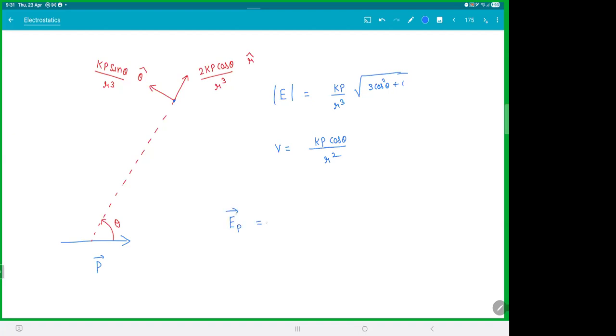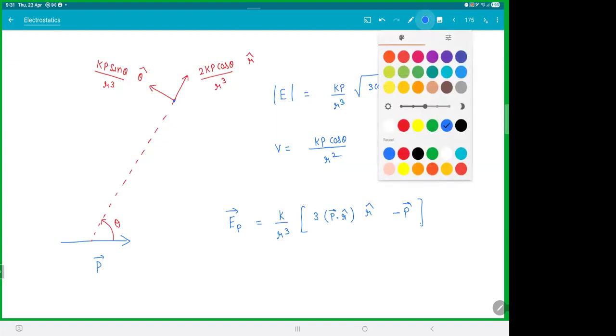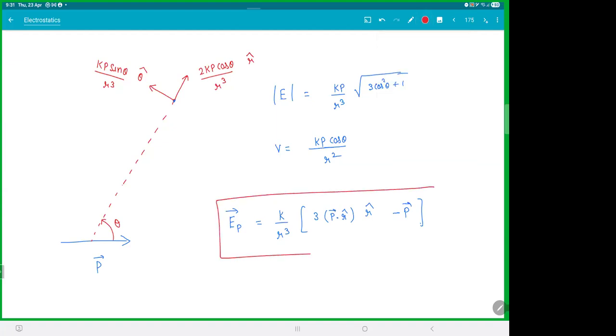So EP bar is nothing but k by r cube, 3 times p bar dot r cap into r cap minus p bar. That's a vector form. If someone gives you r bar and p bar in 3-dimensional, they'll say p bar is i plus j plus k and r bar is 2i minus 3j plus 4k, and they'll ask you find the field at a point. It's difficult to figure out the angles and everything. You can, but this is your vector form. Quite a useful thing.